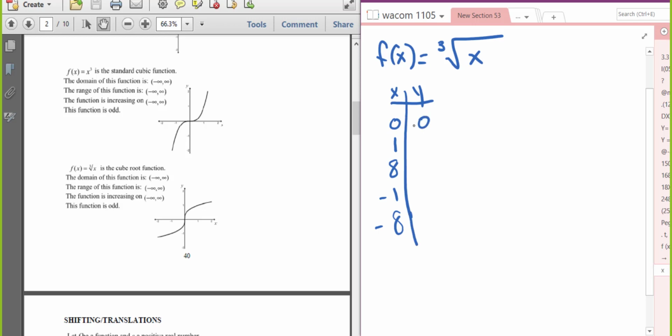So cube root of 0 is 0, cube root of 1 is 1, cube root of 8 is 2, cube root of -1 is -1, and cube root of -8 is -2. And that would help you get your graph. I have to look back at this one all the time, or recreate it because I mess it up.